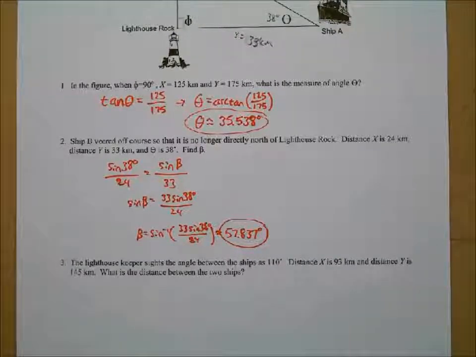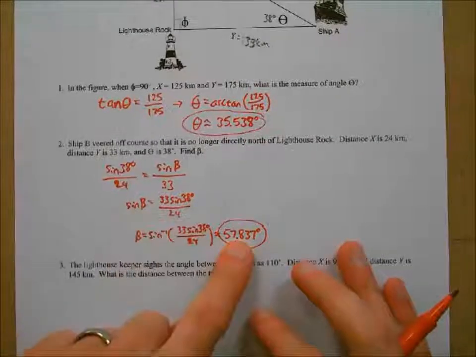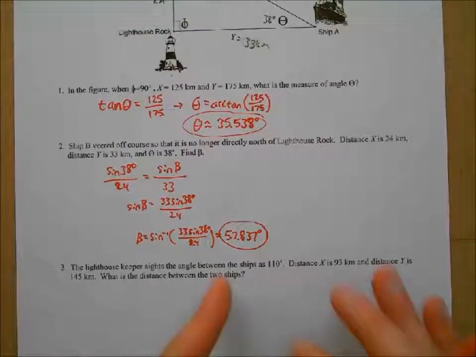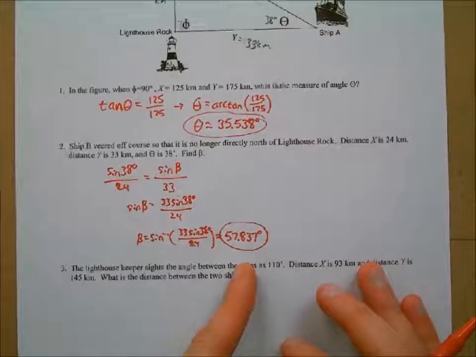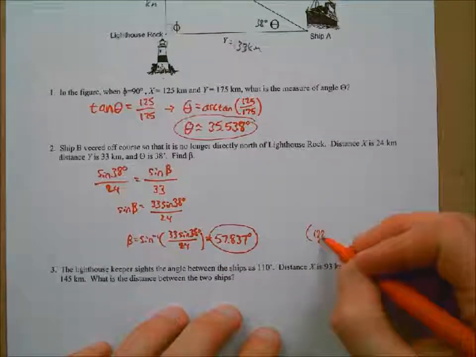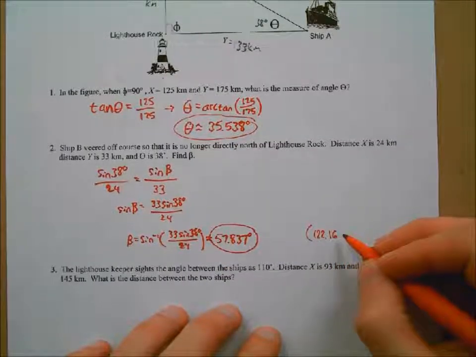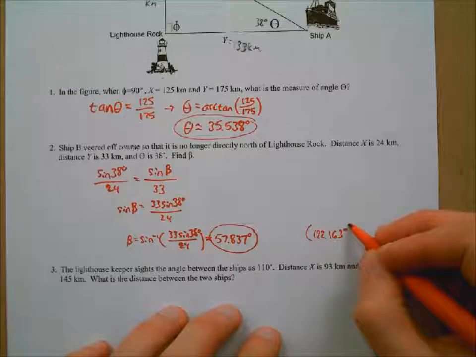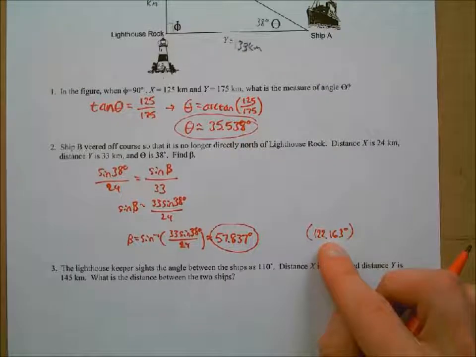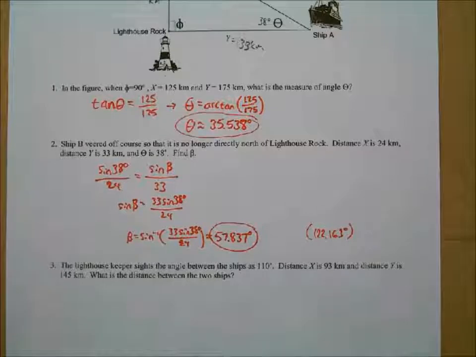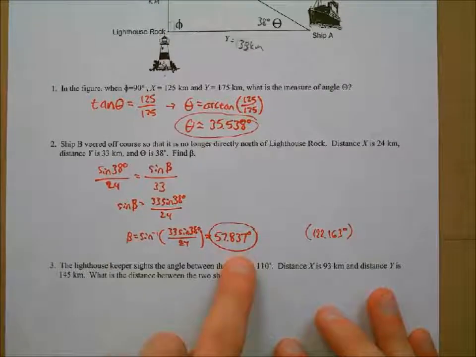Now, in this case, since we're using the law of sines and finding this angle first, if you subtract from 180 here, you get the angle 122. I'll put this over here on the side. If you subtract from 180 here, you get 122.163 degrees. Technically, that angle would also work in our triangle here. So really, there are two possible triangles. Angle B could be this or it could be this, right?